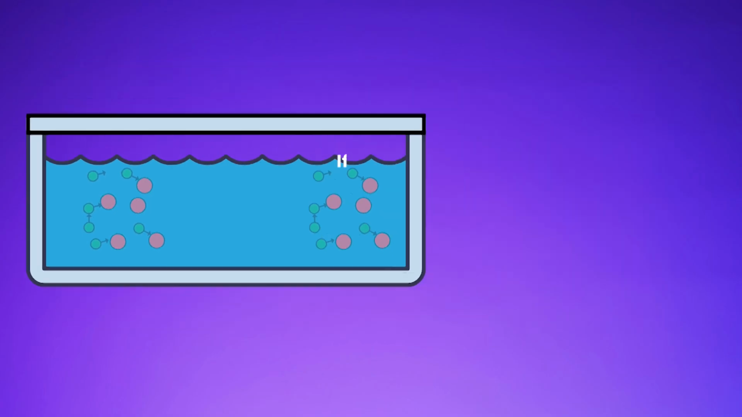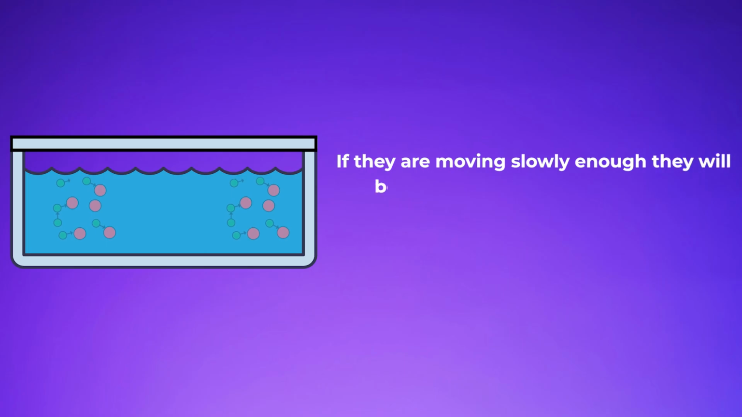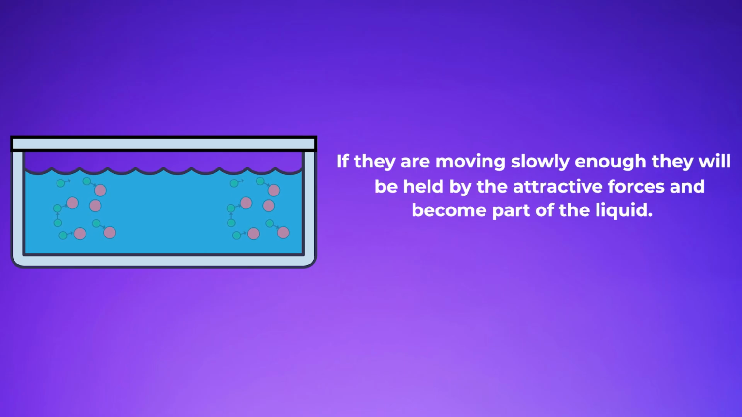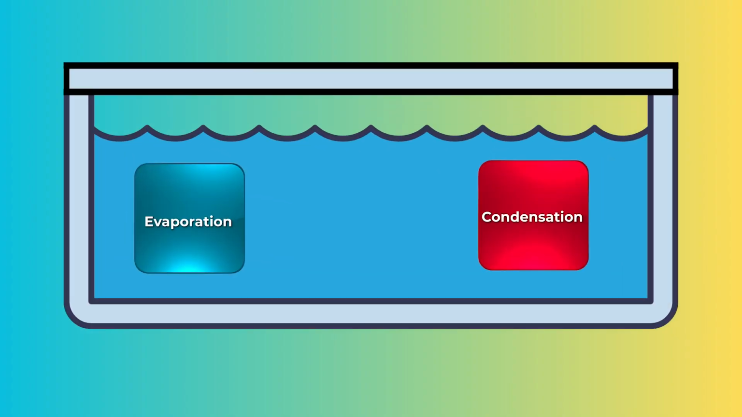If the liquid is in a closed container, particles in the gas will also be colliding with particles at the surface of the liquid. If they are moving slowly enough, they will be held by the attractive forces and become part of the liquid. In a closed container, evaporation and condensation will both be occurring at the same time.